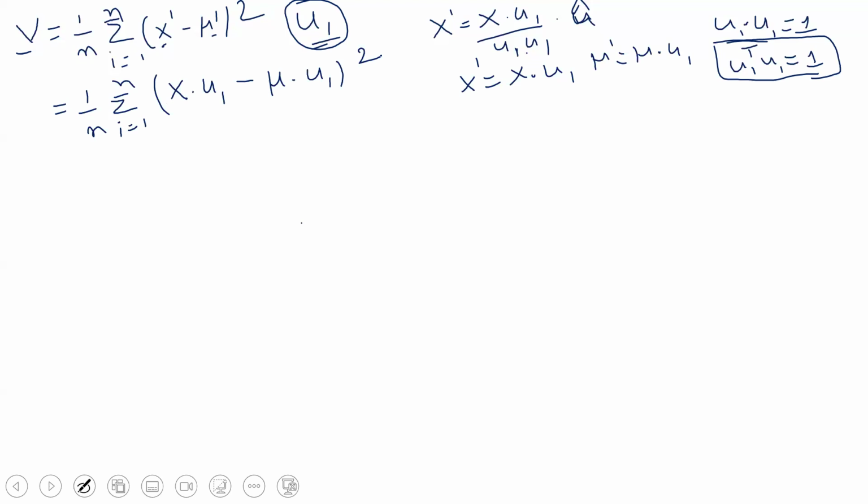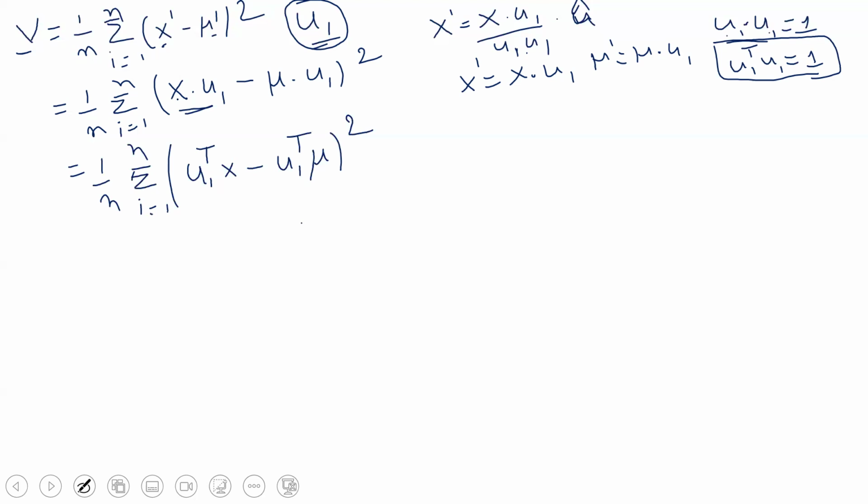Okay, now what I'll do is a transform. I'll represent this in matrix form now. So that becomes 1 by n into sigma i equals 1 to n, (u1 transpose into x minus u1 transpose into mu) whole square, because u1 dot u1 can be represented as u1 transpose into u1.